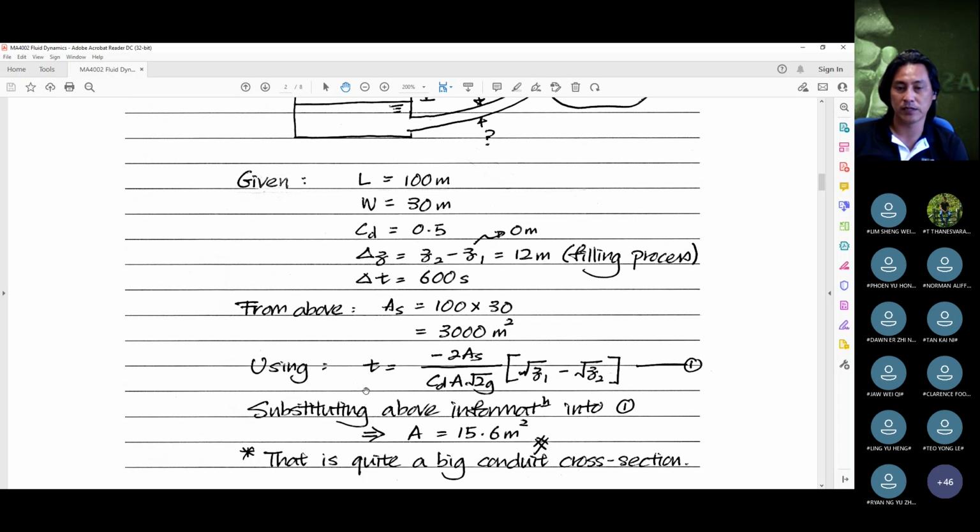Because we have an expression for time t based on 2 different heights, and we do know the height differences, if you think about it. So take all this stuff and simply substitute into the expression that we have in part A, making sure that you have a negative sign in front because now it's filling. The sign will be different.